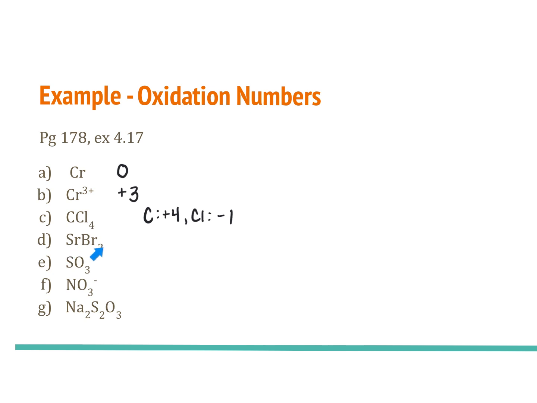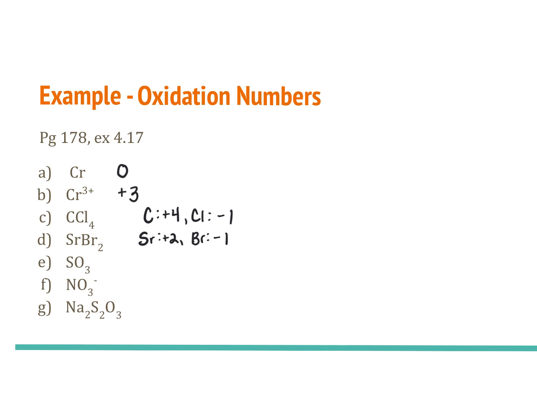The next example, strontium bromide, is actually an ionic compound. It's a metal plus a nonmetal, and so the charges are going to be the same as the charges of the ions. Bromine will be -1 because it's in the halogen column, the 17th column. Strontium will be positive 2 because of where it's located in the periodic table.